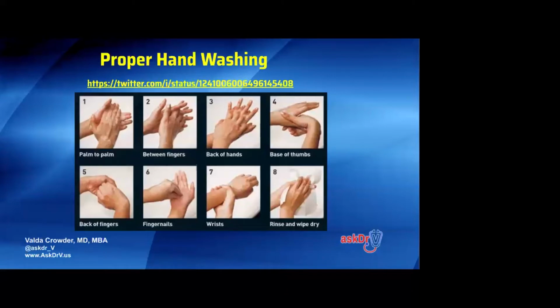So when most people wash their hands, they do what is listed there in square number 1, which is just palm-to-palm hand washing, okay? But to properly wash your hands, you need to get in between your fingers, which is number 2, the back of your hands, which is number 3, the base of your thumbs, which is often missed, in number 4, the back of your fingers, number 5, your fingernails, number 6. Washing the hands includes your wrist, and then rinse and dry. So those are all the things that need to be done with a proper hand washing, and 20 seconds can go by fast if you do that properly.